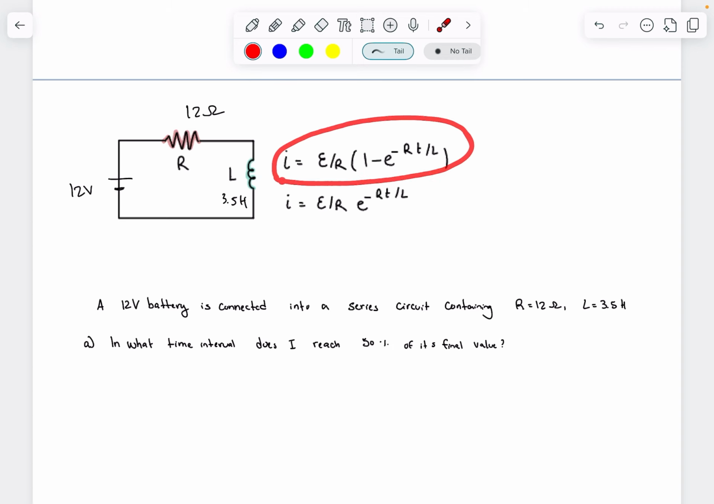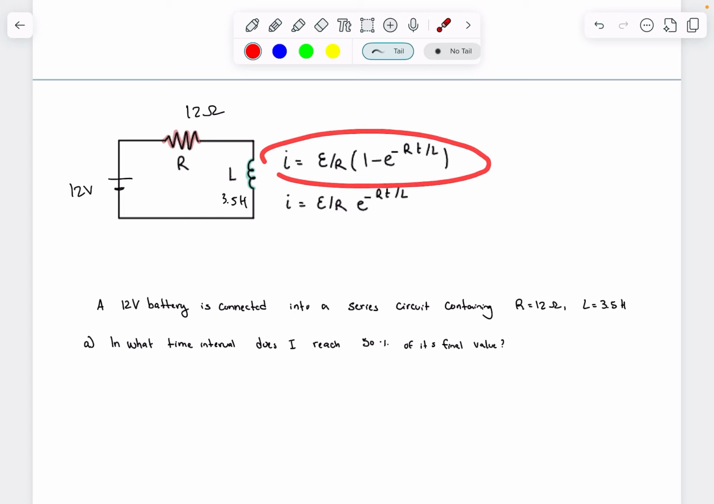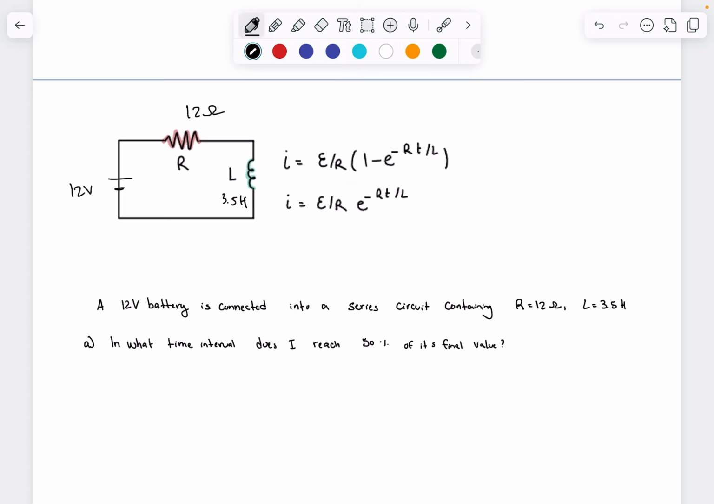This one is for when we start at, say, 0 current and then we increase to a maximum value. This is when we start off at some value and then we decrease the current to some bottom limit. So this is the equation that we want to use. All we have to do is plug in what we know to it.